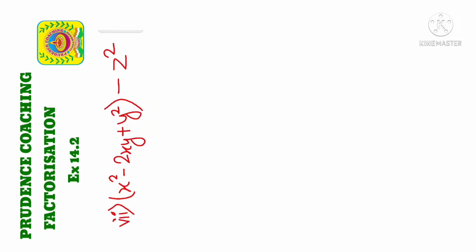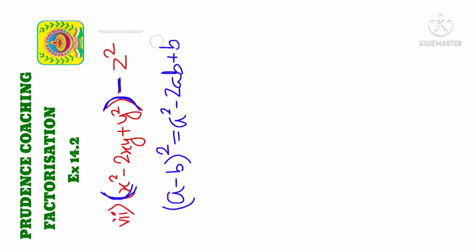Here we have x square minus 2xy plus y square, and here separately minus z square. We have to make this one in a way that it becomes a square of a number, and we have minus z square, that is a square minus b square form. So if we just look at this particular expression, we can compare it with the expression that is a minus b the whole square equal to a square minus 2ab plus b square. So if we compare, here a is x and here b is y.